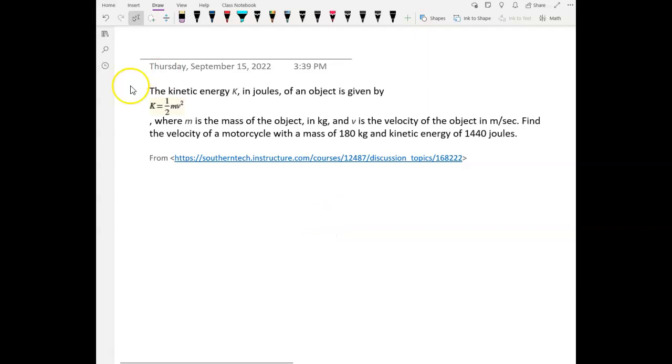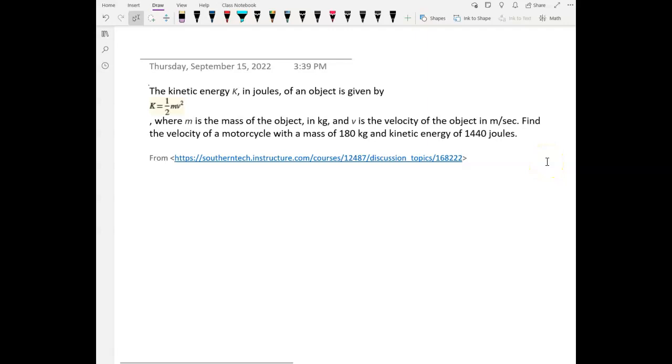So I'm attempting to demonstrate one of them. All right. So it is a word problem, and so let's go over it.